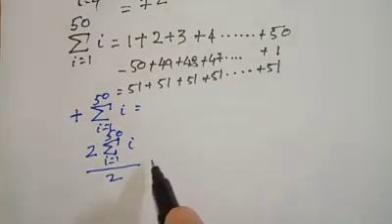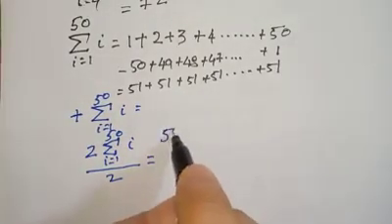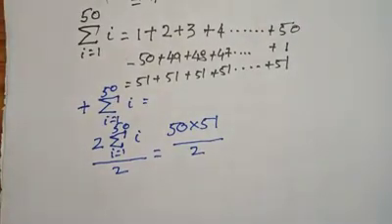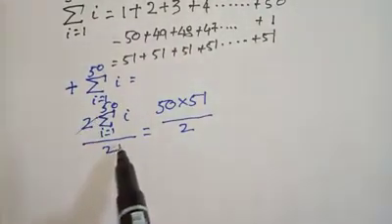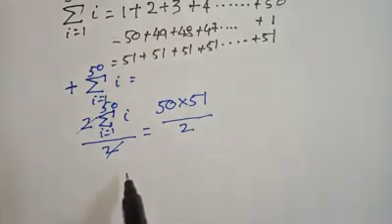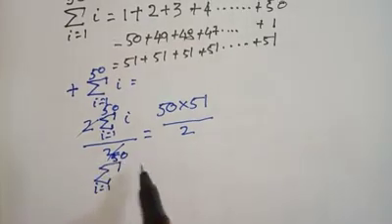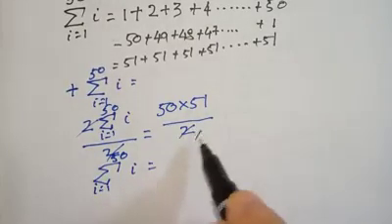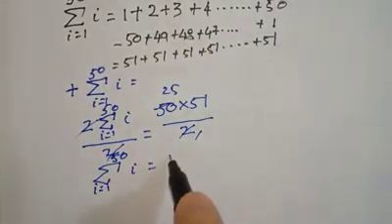I'm dividing the entire thing by 2, and what I get over here is 50 times 51. So I can obviously write 50 multiplied by 51 whole divided by 2. This 2 and this 2 get cancelled out. And what we get over here is sigma I equals 1 till 50, right? Okay, of I equals, if I solve this out, I get 25 multiplied by 51, which gives 1275.